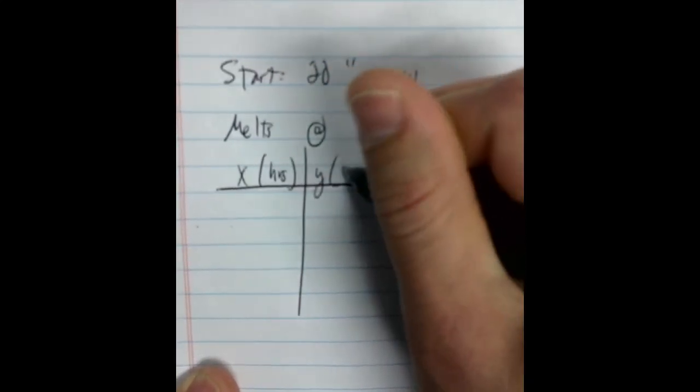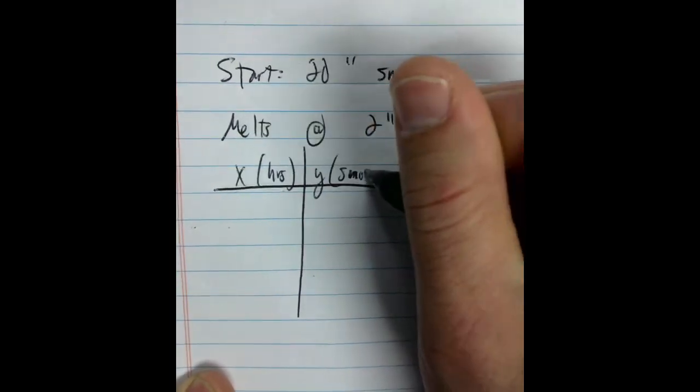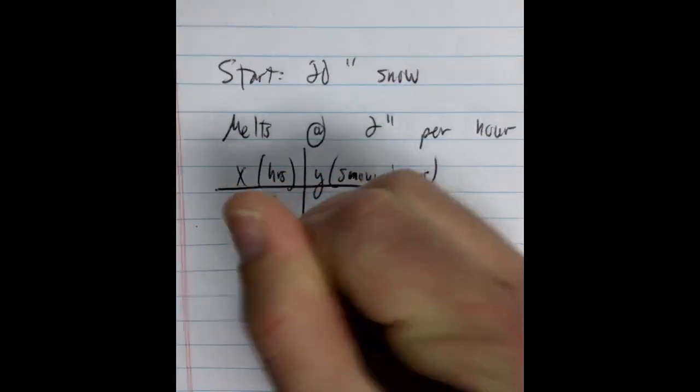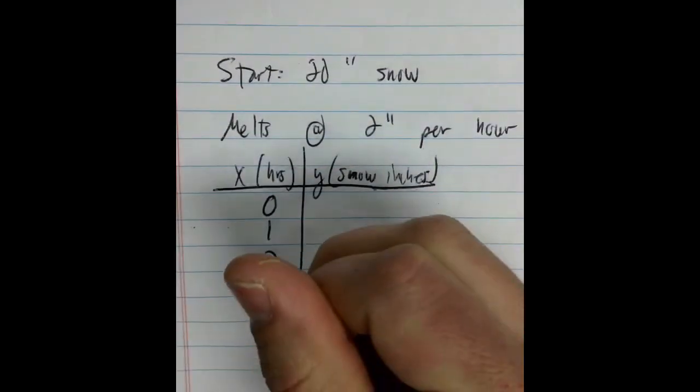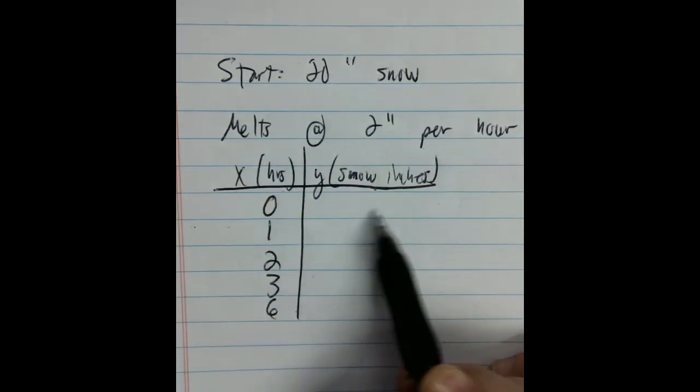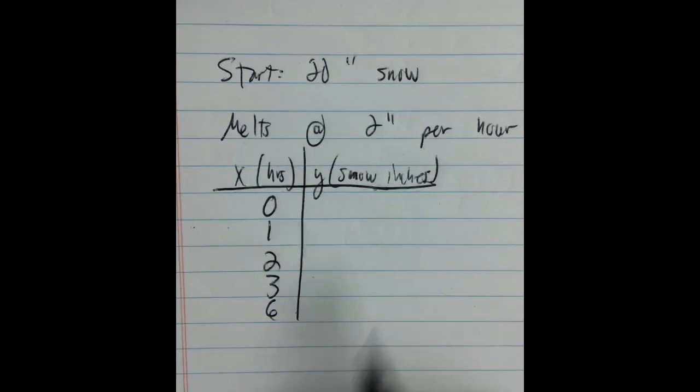So we're asked to create a table here. I have X, I'm going to put that as hours, and Y will be snow inches, just inches of snow. They've given us a template, 0, 1, 2, 3. I'm going to go ahead and put 6 down here. But how do I begin filling out the table if I know that every hour it loses 2 inches? Put 20 next to 0.